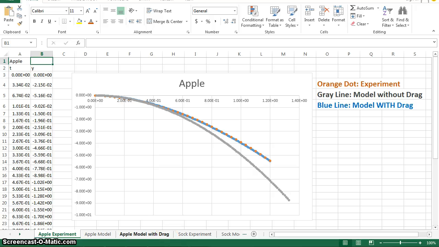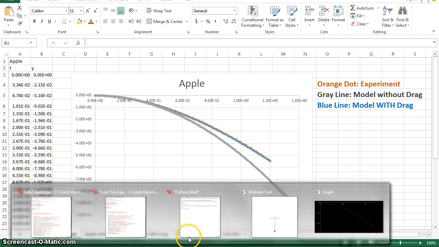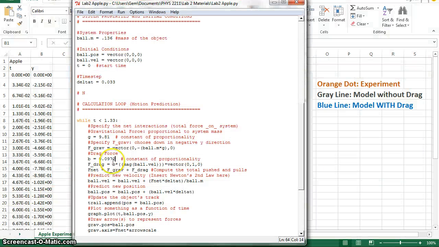The relationship between the drag and the velocity is also seen in this coding: the B value, the value that I figured out, multiplied by the magnitude of the velocity times the velocity vector equals the force of drag. So as the ball's velocity increases, the force of drag also increases.